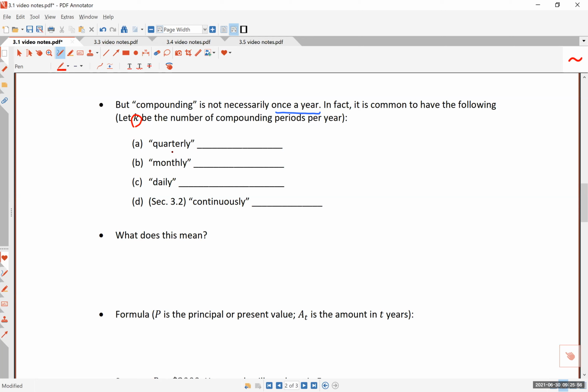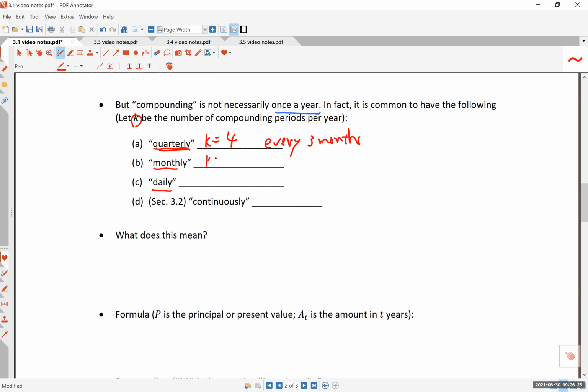We use adverbs like quarterly or monthly or daily. So what does it mean? Well, quarterly means we calculate interest every quarter. We have 4 quarters, and so that's every 3 months. Every 3 months, you get a payment of interest added to the account, right?